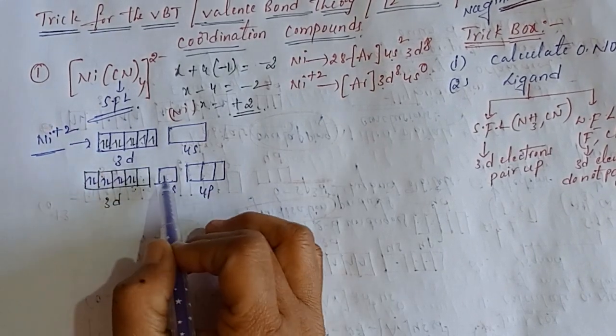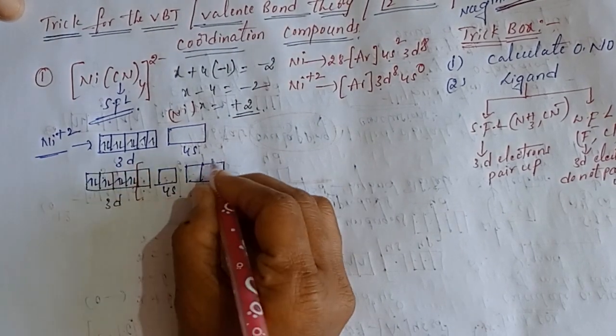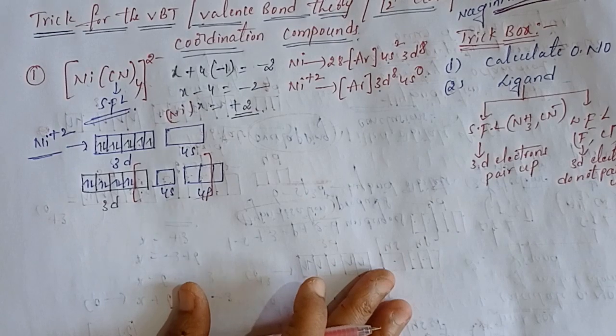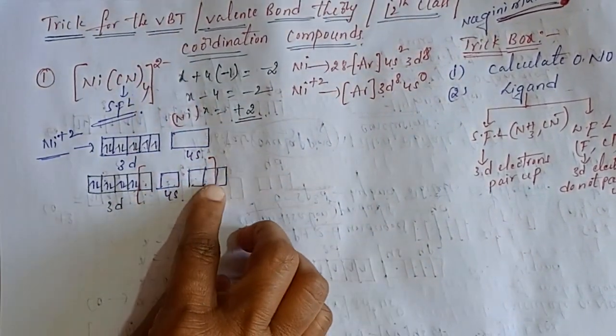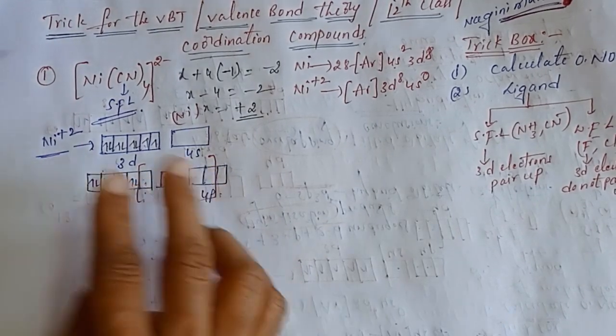4 only required. 1 2 3 4. That means here we required only till here. Are you understanding? This last orbital we no need to take. Okay, so these 1 2 3 4 orbitals are undergoing hybridization, students.